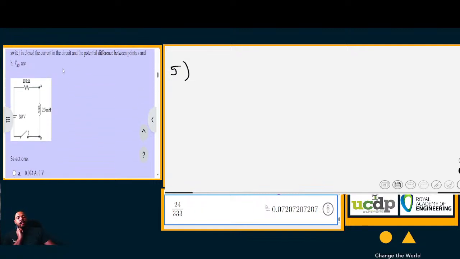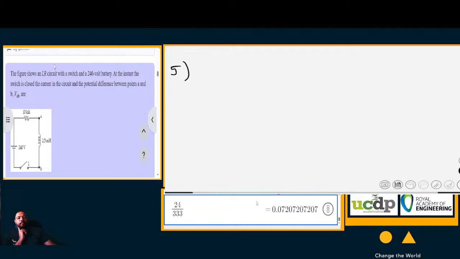That figure shows an LR circuit, an inductor and a resistor, with a switch and a 240 volt battery. Okay, so there we have a circuit, a switch, a 240 volt battery, a 10 kilo ohm resistor. Now, at the instant the switch is closed, what is the current in that circuit and the potential difference between A and B? So we need to calculate the current in that circuit when they close the circuit, and then we also need to calculate the potential difference.